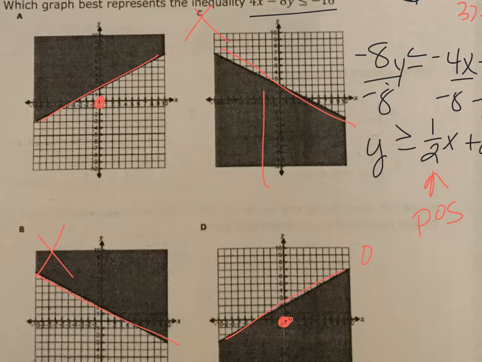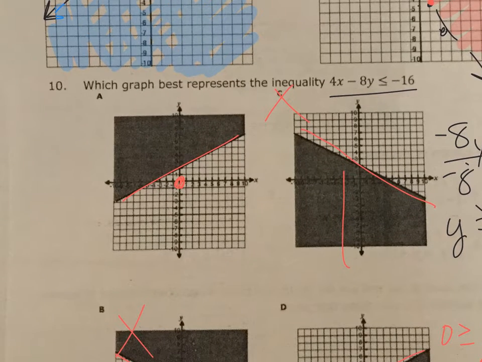So is 0 greater than or equal to 1/2 times 0 plus 2? So is 0 greater than or equal to 0 plus 2? 0 is not greater than 2, so it can't be in the shaded part. This is false. So it doesn't get shaded on that side of the line, so the correct answer is A.